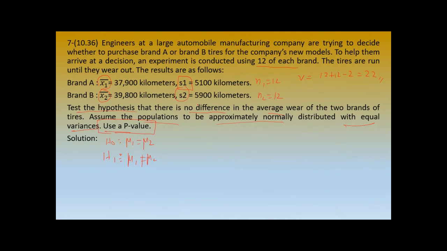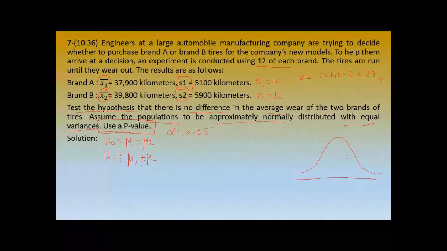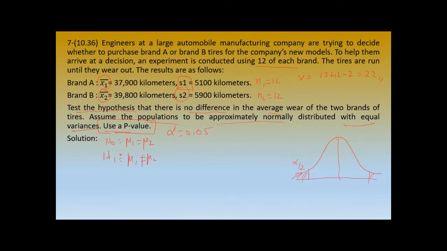No, there is no alpha value given. So assume alpha is 0.05, isn't it? Since this is a two-tailed test, the alpha should be separated into two parts. Alpha by 2 will be in the left extreme, alpha by 2 will be in the right extreme, isn't it? So there will be a positive t alpha over 2, and here negative t alpha over 2. So this is the rejection area.